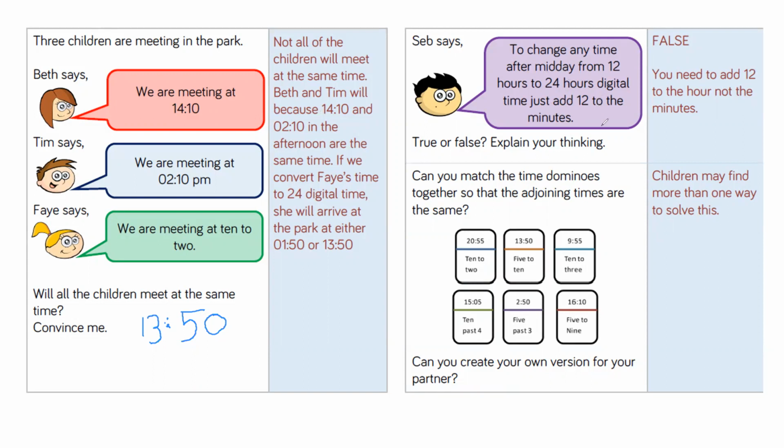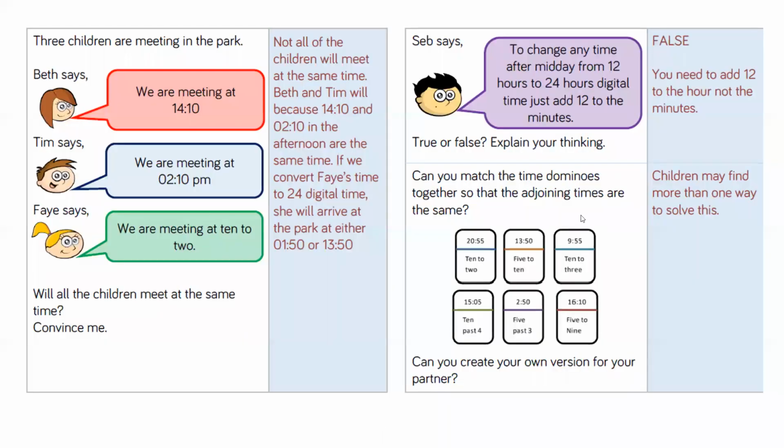Right, Seb says, to change any time after midday from 12 hours to 24 hours, you just add 12. Yeah, well, that's right, you do. You just add 12. But he then says, you would add 12 to the minutes. Oh, Seb, you've got confused. You don't add it to the minutes. The minutes always stay the same. Add it to the hour. So that's where Seb has got that one wrong.